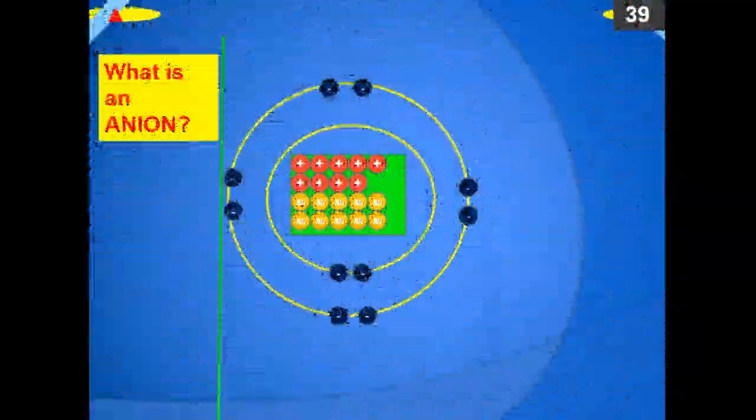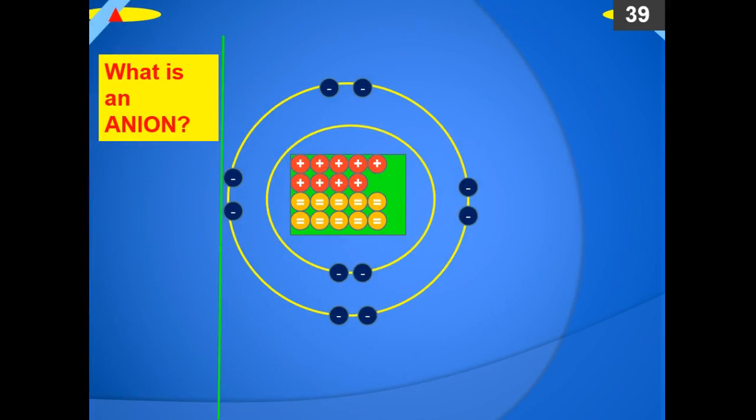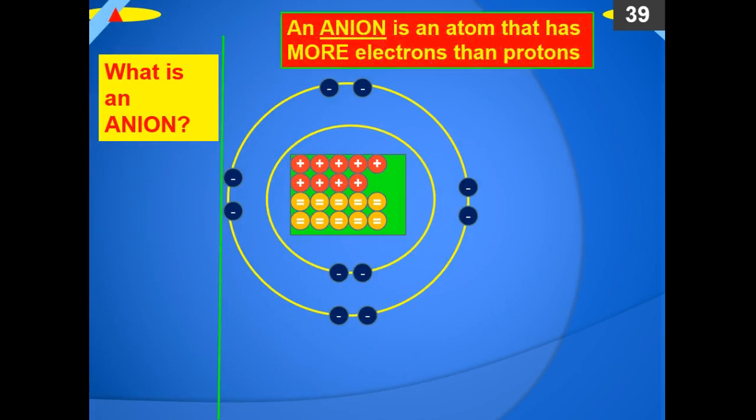The other type of ion is called an anion. An anion is an atom that has more electrons than protons. Count the number of protons there and you find there's 9. That means it must be fluorine. Look at your periodic table. Find the atomic number. 9 is F, fluorine. It has to be fluorine, no matter how many electrons or neutrons it has, because it has 9 protons.